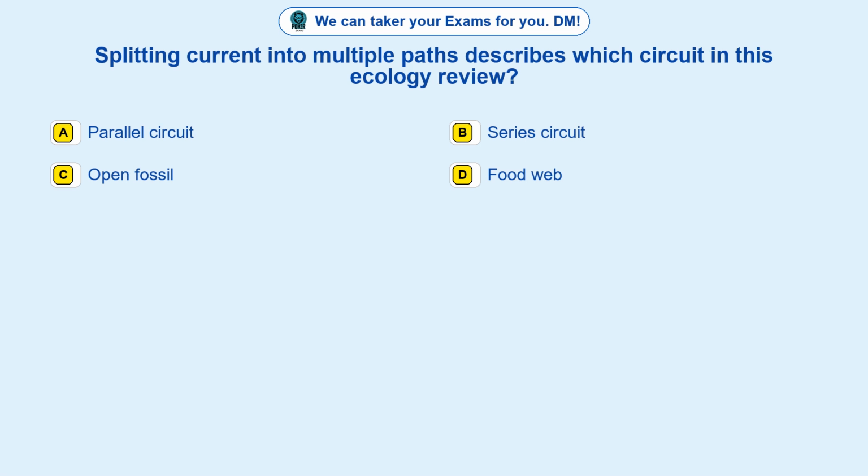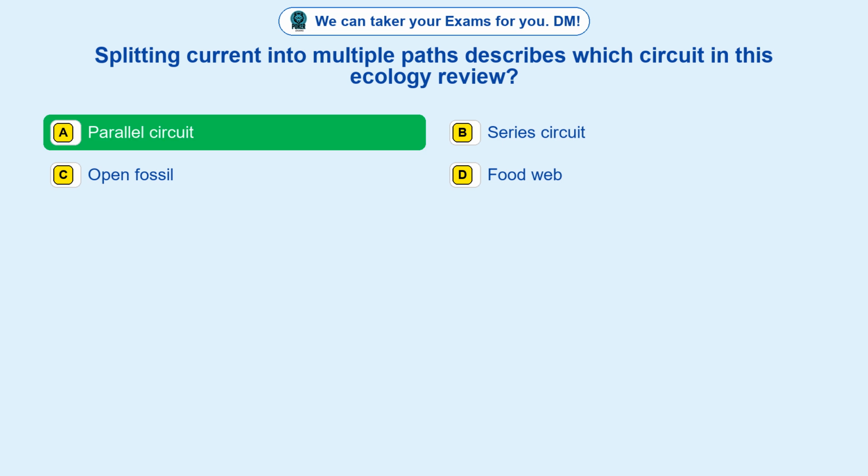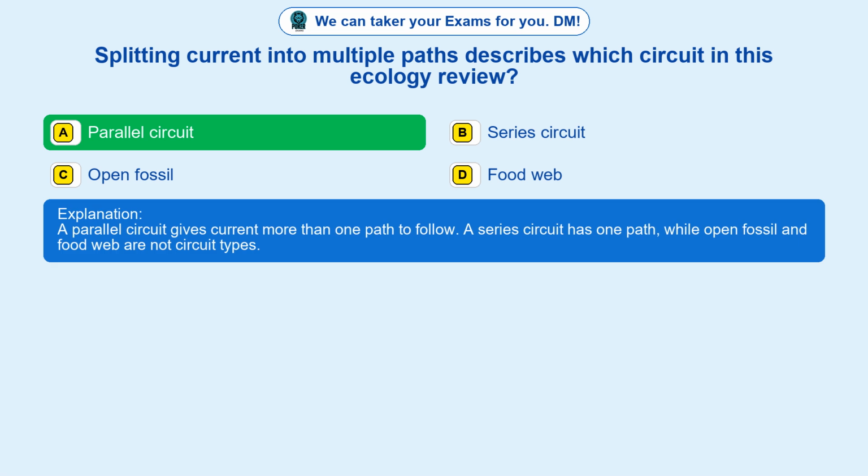Question 72. Splitting current into multiple paths describes which circuit in this ecology review? Option A, parallel circuit. Option B, series circuit. Option C, open fossil. Option D, food web. The correct answer is option A, parallel circuit. A parallel circuit gives current more than one path to follow. A series circuit has one path, while open fossil and food web are not circuit types.